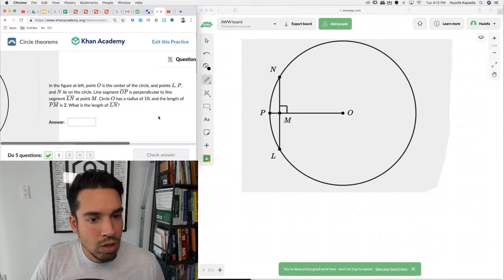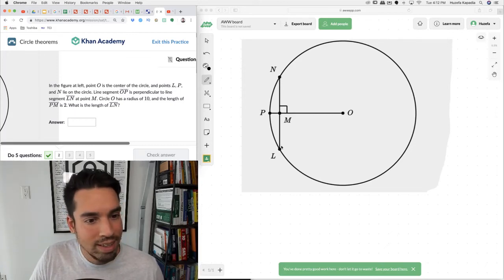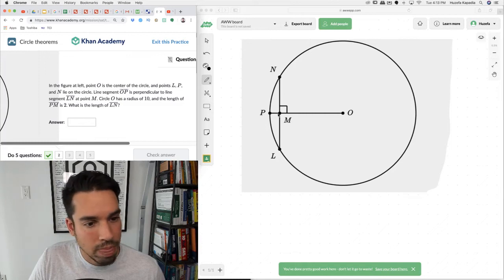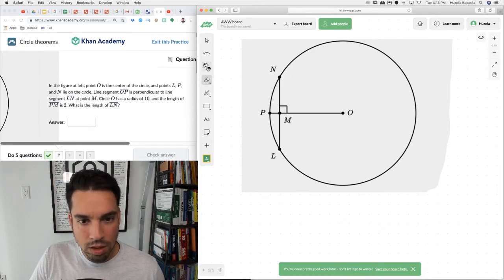Okay, in the figure at the left, the point O is the center, L, P, and N lie on the circle as they're shown. Line OP is perpendicular to line segment LN at point M. Circle O has a radius of 10. So, hold on, that's not in the diagram, so here's what I'll do. Make it look clean.